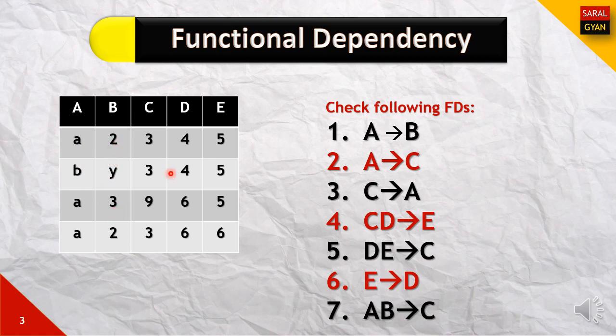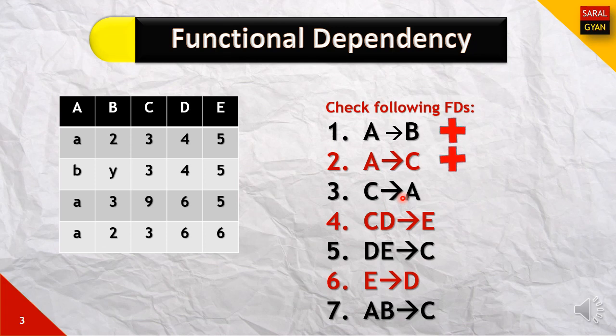So this functional dependency A to B does not hold. Now we'll test for A to C. For A it is 3, and for A it is again 9. Though we have one tuple A3, so A3, A3, but at this value of A, I am getting 9. So again this A to C will also not hold.